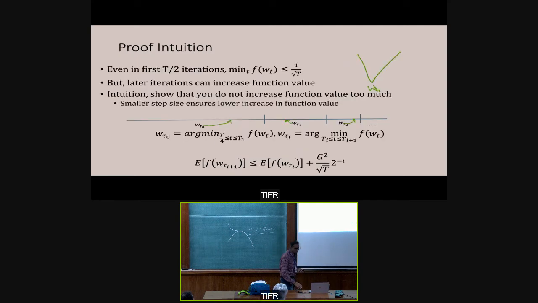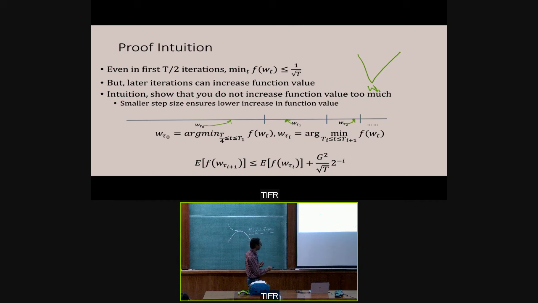If we look at our proof, the intuition for the proof is that already in the first t by 2 iterations, we would be reasonably good. We would have got a rate of something like, let's say, root 2 by root t, right? Now all we need to make sure is that we do not move too far away from this point. And for that, in each of these epochs, we find a point which is minimizing the function value, right?